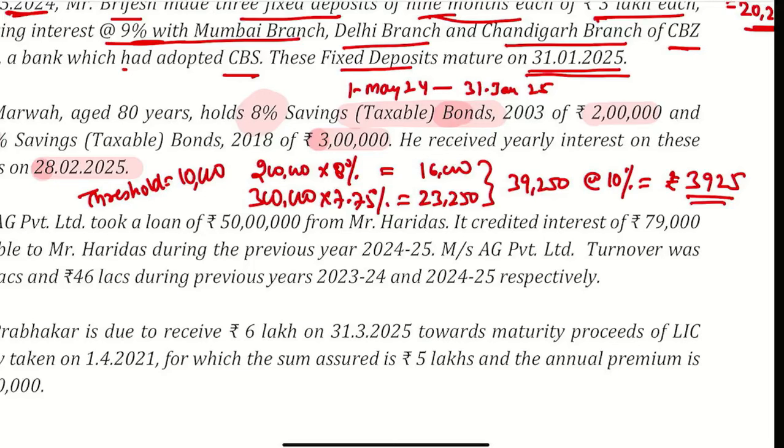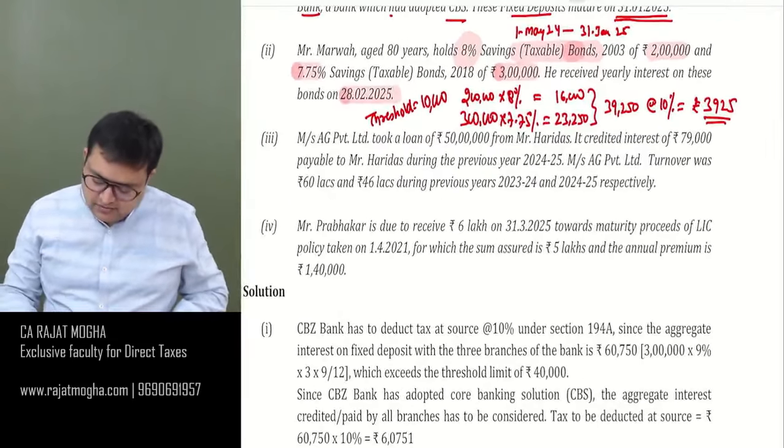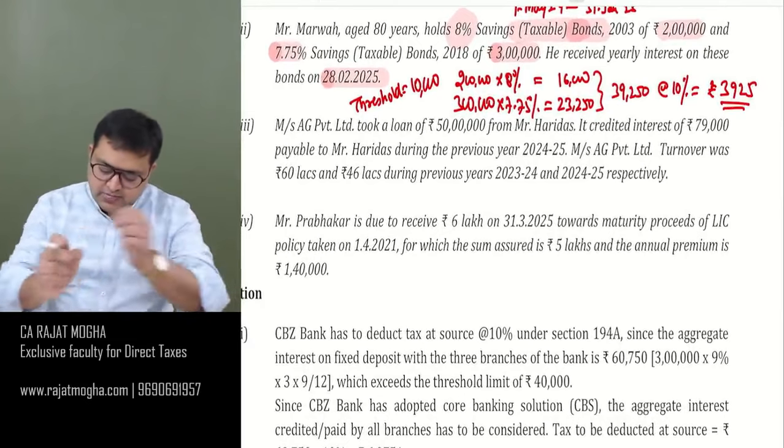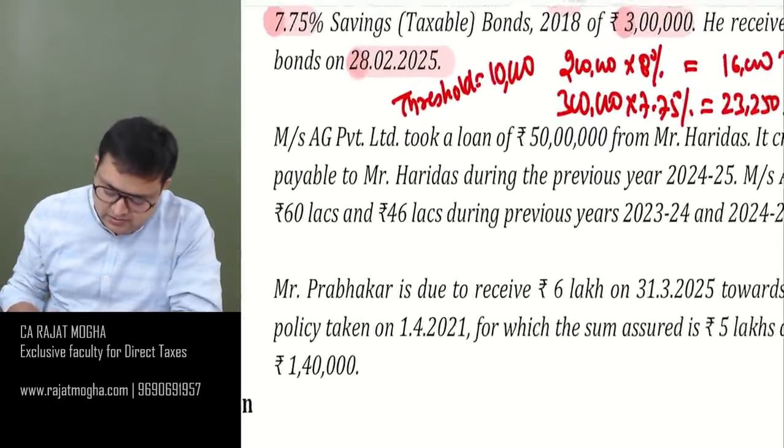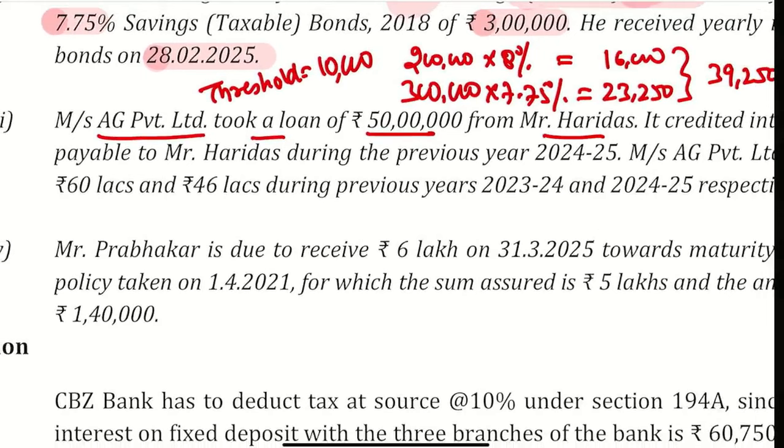Good. Now, very good. Now, look at this. AG Private Limited. It's a company, correct? AG Private Limited, it's a company. They took a loan of 50 lakh from Mr. Haridas. Have they taken a loan from any bank? No. If they would have taken a loan from any bank, TDS would not be applicable. Right?